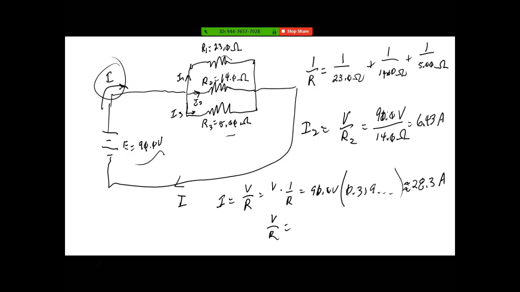Now, does that make sense? Yes. The total current in the system was 28.3 amps. That's what we got before. So the currents through these have to be less than that, because this is what splits. The middle one has more current than the top one because the top has more resistance, but a lot less current than the one on the bottom because that has the least resistance. So that looks reasonable, 6.43 amps, and that's exactly what they get.